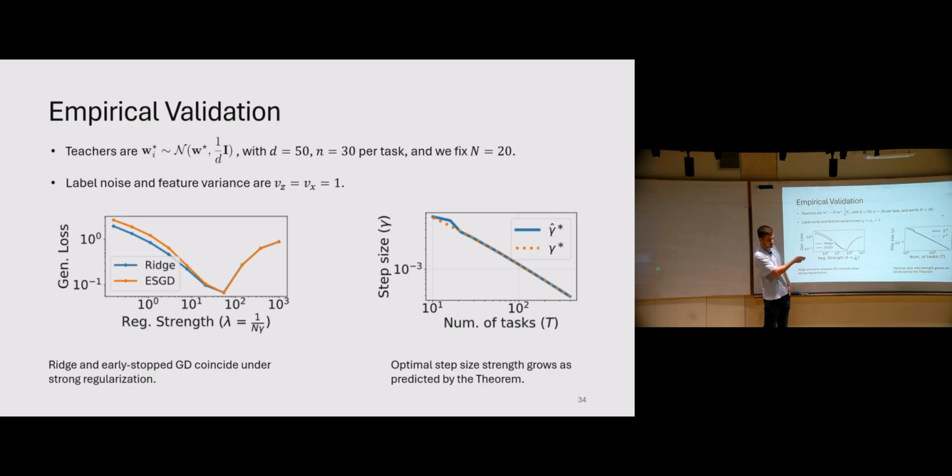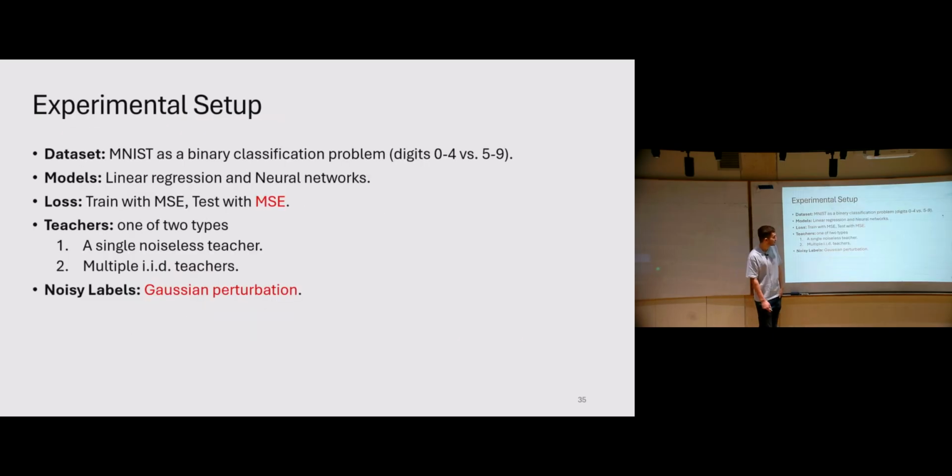So we first do empirical validation using synthetic data as before. We use the same dimensions, which are pretty small dimensions. We fix the number of steps to be equal to 20. We find that early stopped gradient descent and ridge coincide under a high enough regularization strength, as we predicted, and the optimal step size grows as predicted by the theorem. I don't have much more to say here.